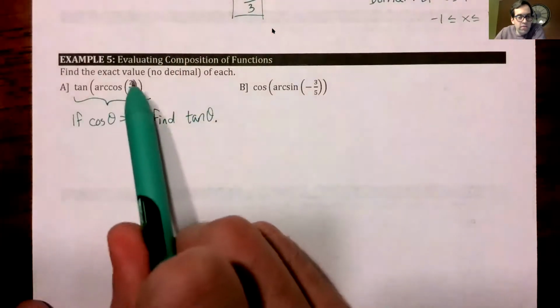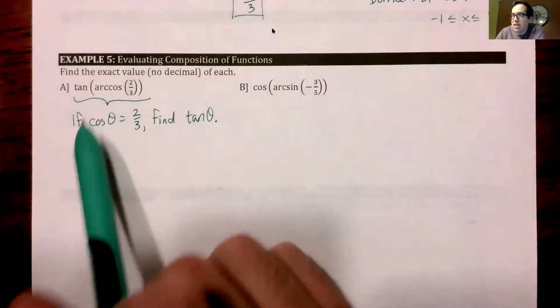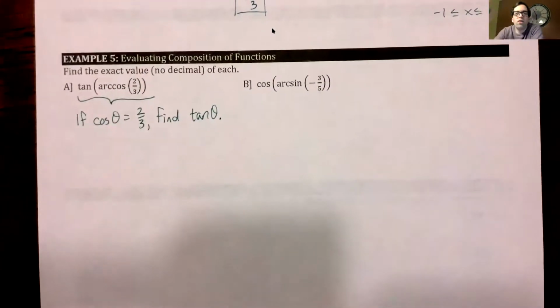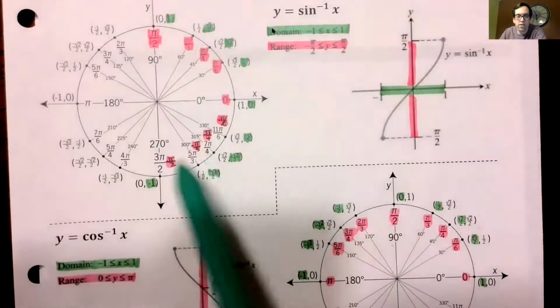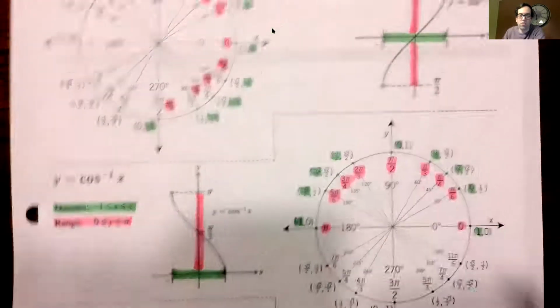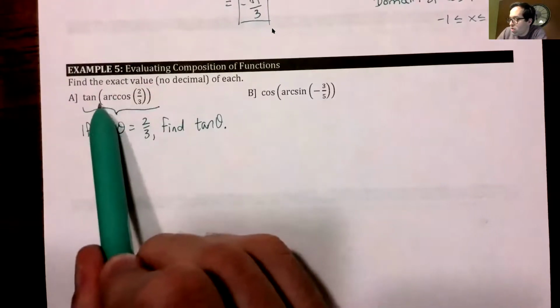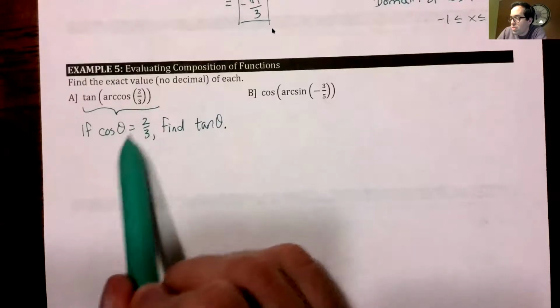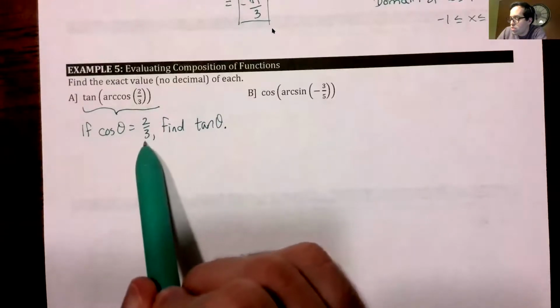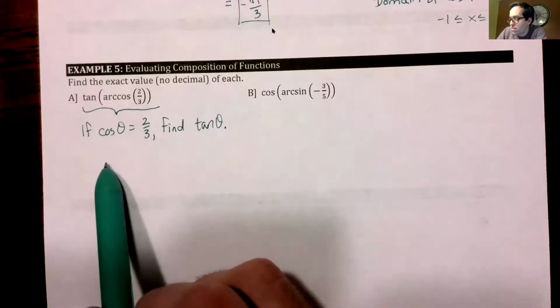So arc cosine of 2/3 represents an angle, right? Whenever you have arc sine, arc cosine, or arc tangent, the answer is an angle. That's why we shaded those in pink as the range. That's the output of that function, these angles. So arc cosine of 2/3 is describing an angle, and we know because of the inverse properties that the cosine of that angle is 2/3. That's what the 2/3 means there.